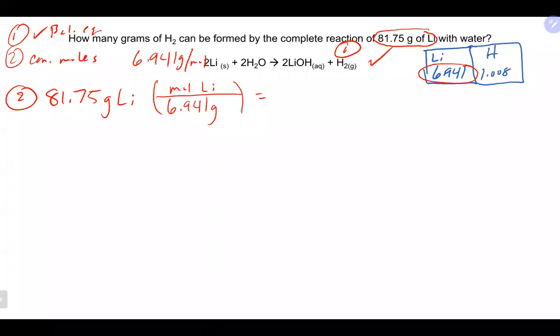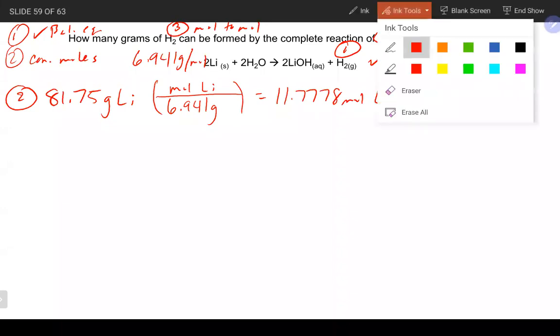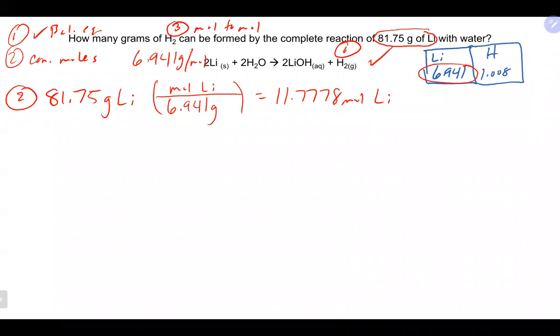If you did get a number, which would be approximately 11.7778 moles of lithium. Step number 3 is to go to the equation and find the mole to mole relationship. And in this particular case, again, we're looking for the two things that we are interested in. And one thing that we're interested in is what they gave us, which was lithium here. So we're interested in this guy. And we're obviously interested in our H2 there.